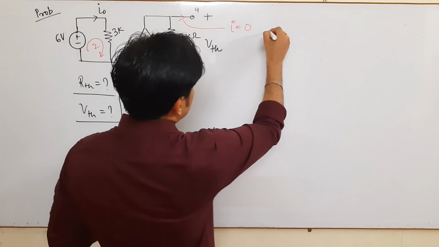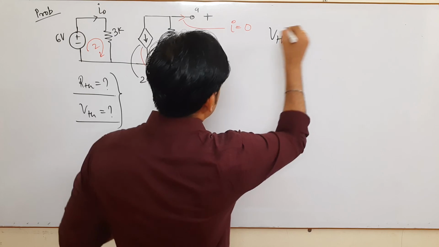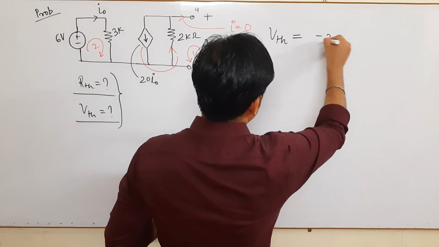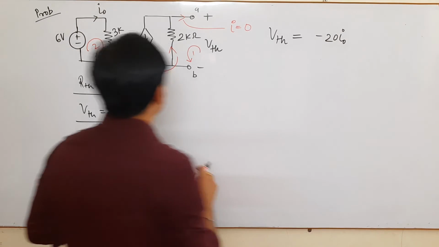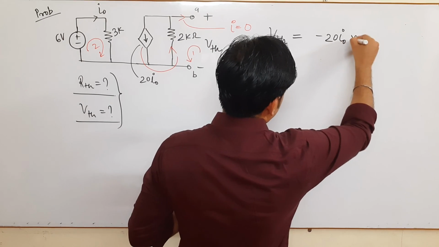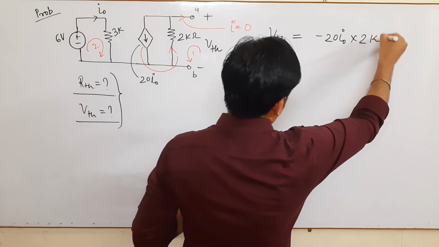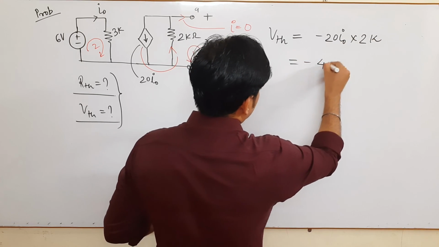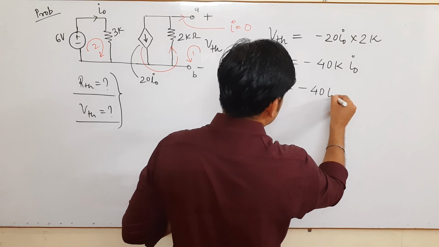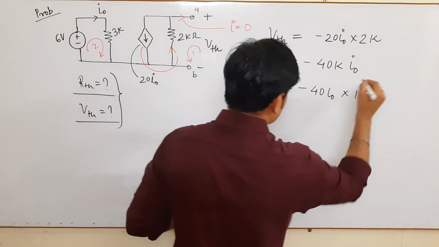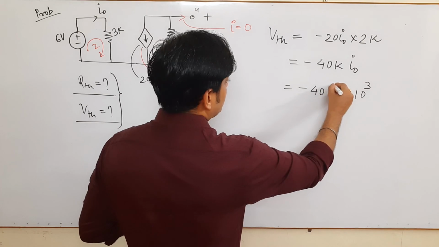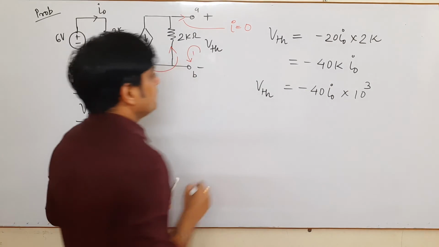If I apply KVL here, it is minus 2 plus VTH is equal to, since no voltage source, minus of 20 I naught. Why? Because this current is flowing in this manner and you are moving in this fashion. So that comes to be 20 I naught into 2k, or you can say it is minus of 40k into I naught, or minus of 40 I naught into 10 to power 3. This is the value of VTH.